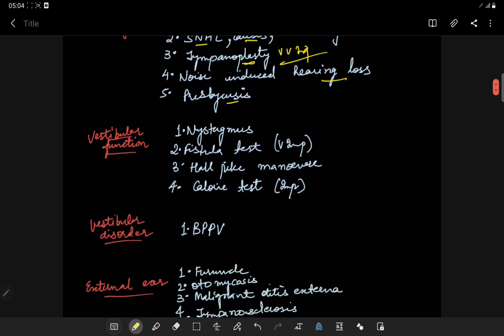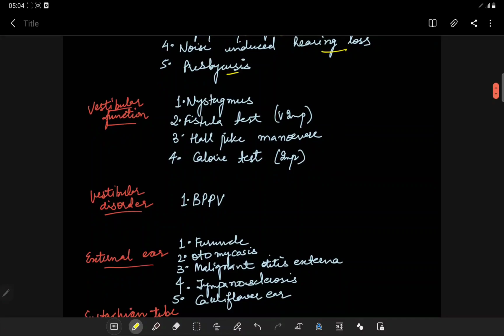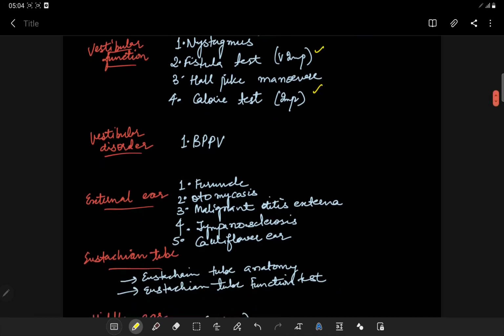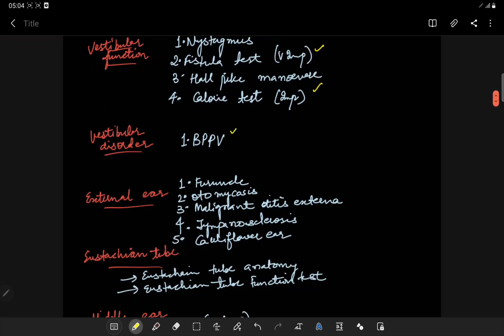We have presbycusis. Then in vestibular function we should know about nystagmus. Then we should know about the fistula test, which is very important. Like we have the Hallpike maneuver. We have the caloric test, which is also important. In vestibular disorders, we can have BPPV. Then in the external ear, we have furuncle. Otomycosis is important. Then we have malignant otitis externa, which is important.